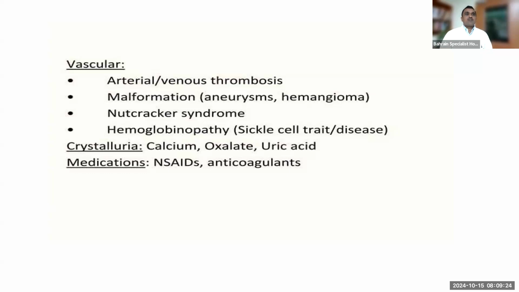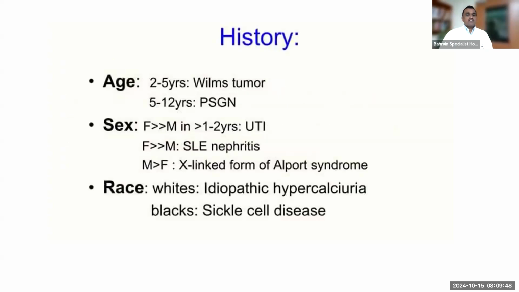which can cause hematuria, or sometimes proteinuria and so on. Or hemoglobinopathies like sickle cell trait or disease, which can cause papillary necrosis and hematuria. Or cystinuria, because of calcium, oxalate or uric acid crystals, or medications like NSAIDs, anticoagulants, and cyclophosphamide, which can cause hemorrhagic cystitis. And in the history, you have to take the age of the child.